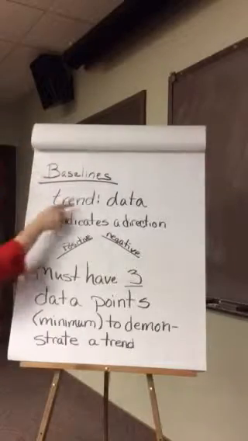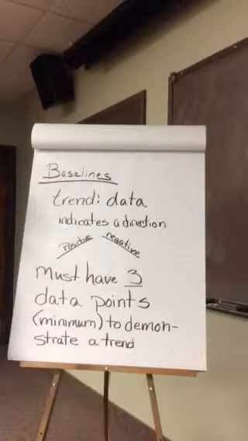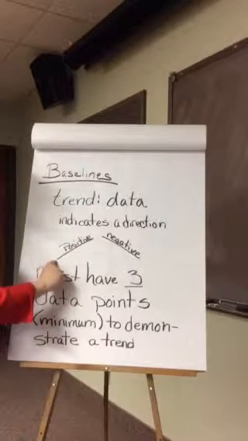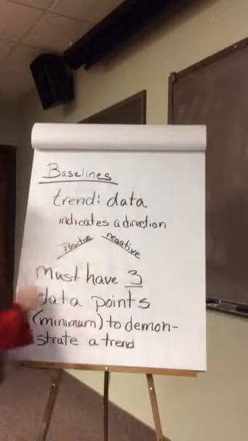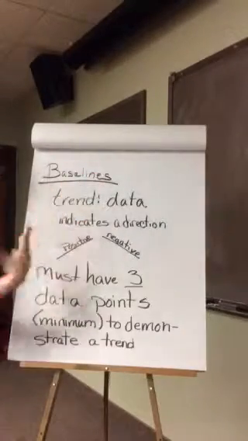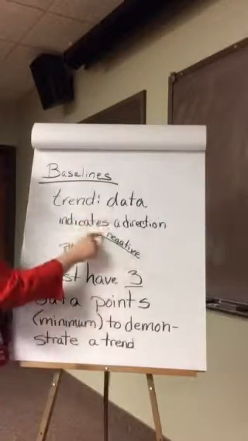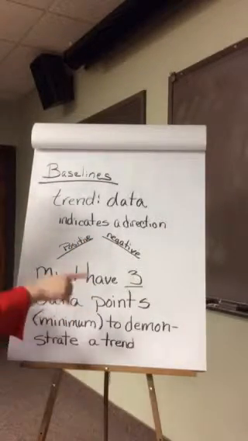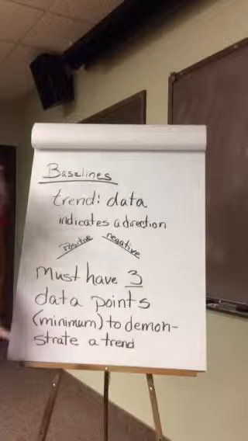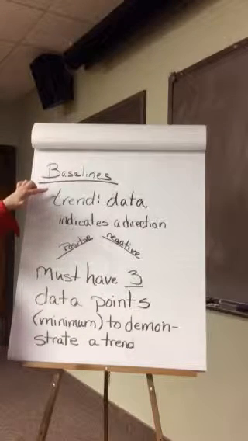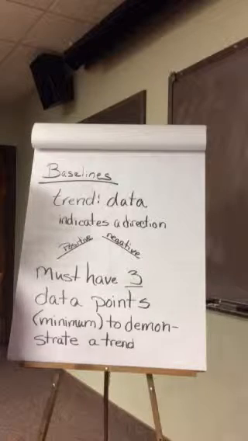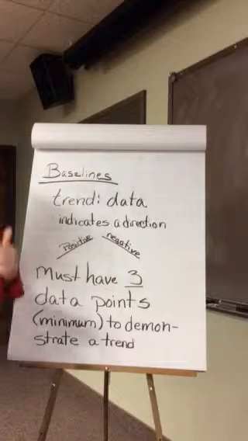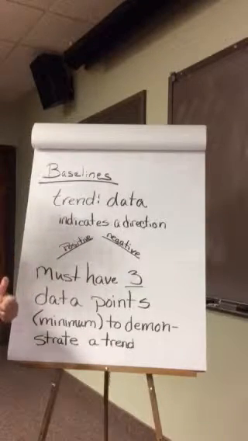Okay. Now, the trend. The data indicates a direction. It's either going positive, okay, from the bottom on the left, going to the right, going up. You guys know this, you've taught it. From the left going down to the right is negative. You guys know this. You must have 3 data points to have a trend. It has to have a minimum of 3 points to have a trend. And remember this for your research papers.